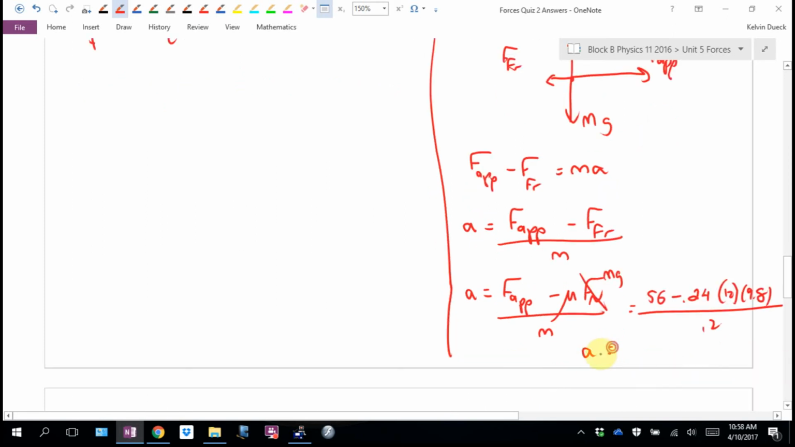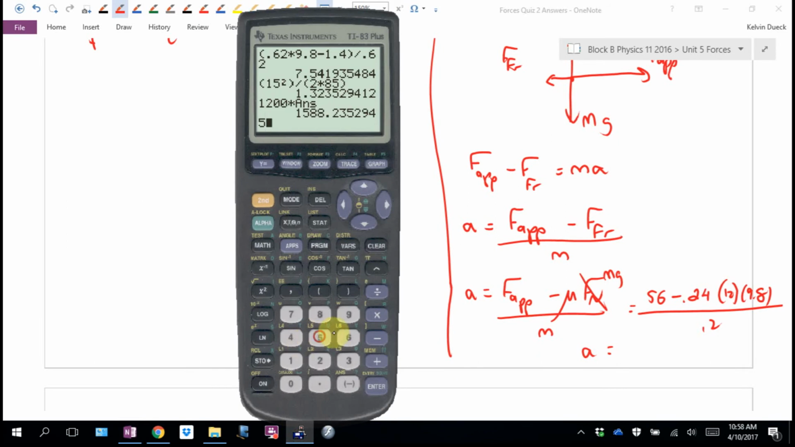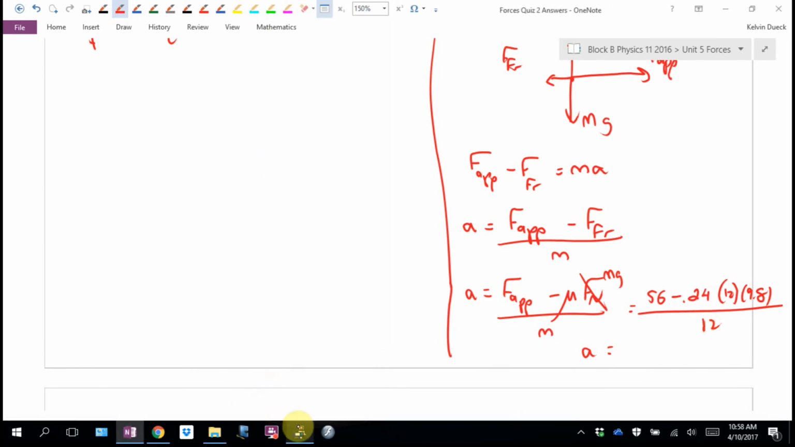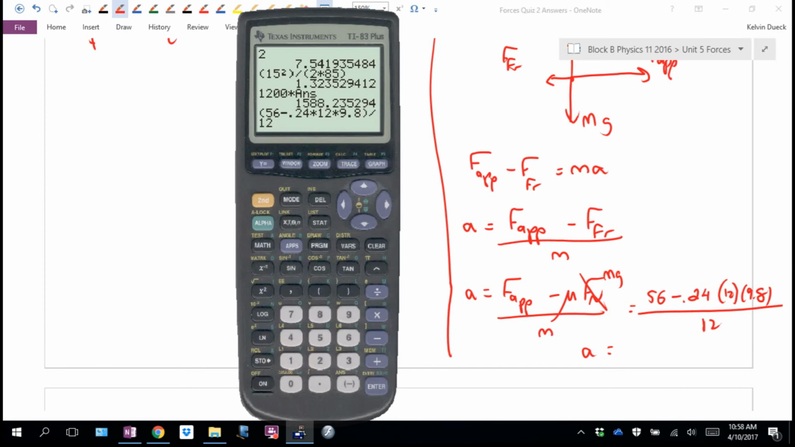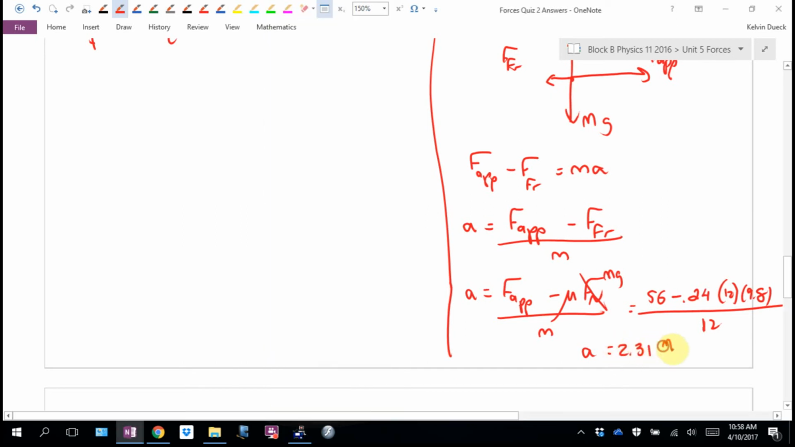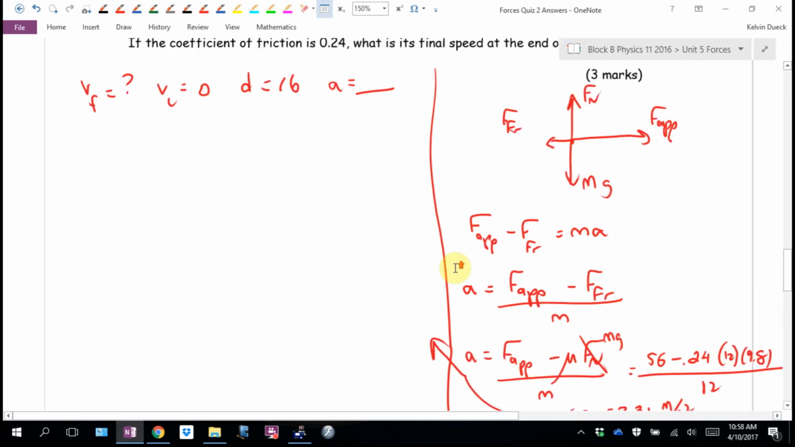I'm going to get an acceleration of, hang on, bracket. 56 minus 0.24 times 12 times 9.8 divided by 12. I got an acceleration of 2.314 and then the 6 starts to repeat. So I'll write 2.31. I'm going to take this answer and use it over here.